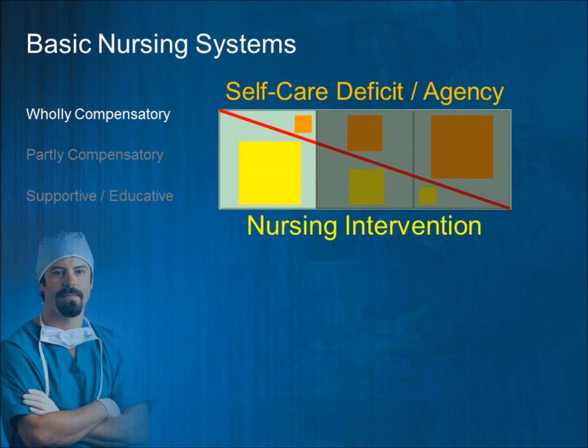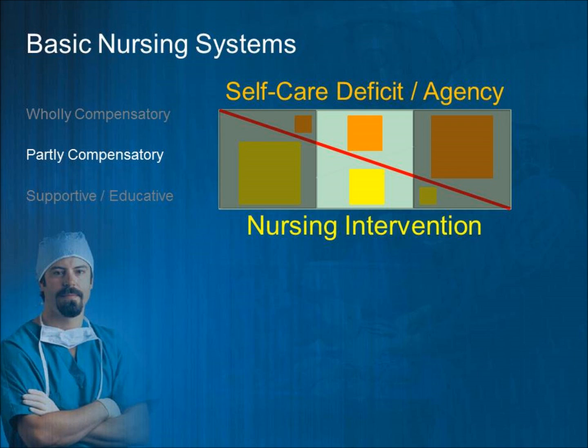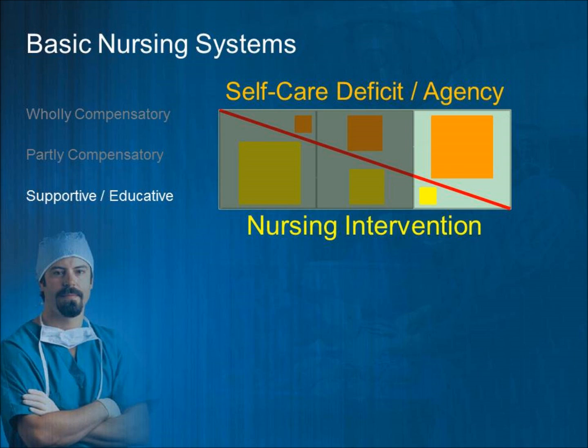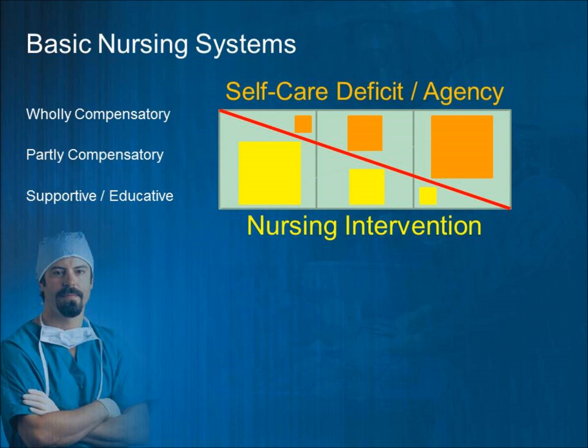Total or wholly compensatory. This system involves total nursing care with the patient unable to participate or do for themselves. Partial compensatory involves both the nurse and the patient sharing in self-care needs. Supportive and educative elicits the role of the nurse as a teacher or resource where the patient is responsible for their own self-care. It is important to remember that a patient may fluctuate or move back and forth between systems throughout the course of their lives.